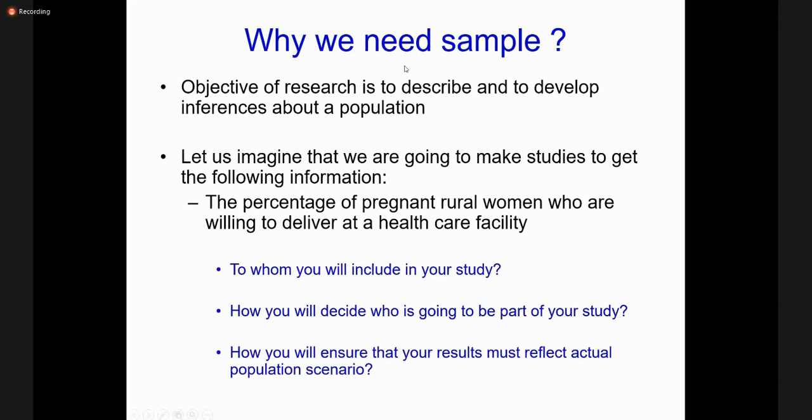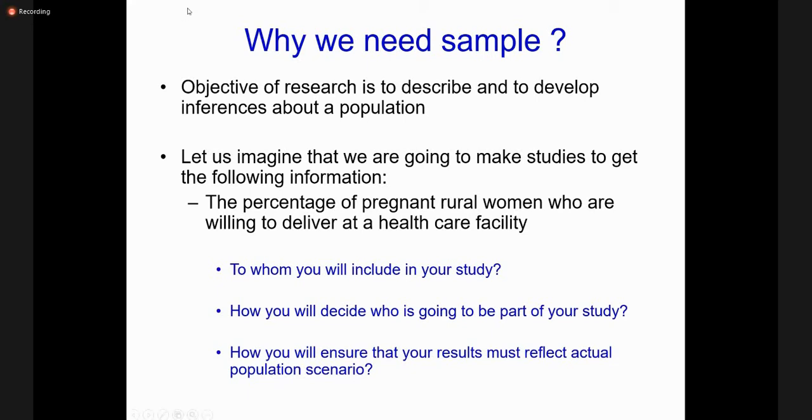So you have to ensure through your sampling methodology that your results are the true reflection of the population of interest and are rightly representing the phenomena in the population which you are targeting. So these are the questions which may arise in your mind in the initial phases, before you are clear yourself about what you are going to do in your sampling.